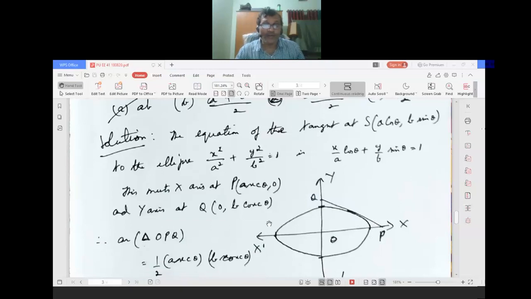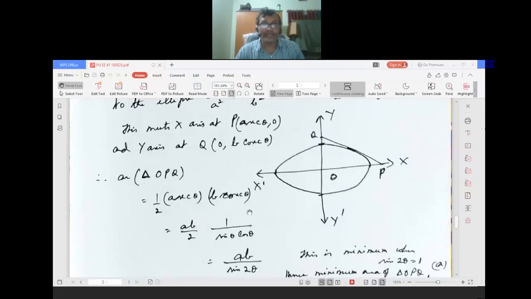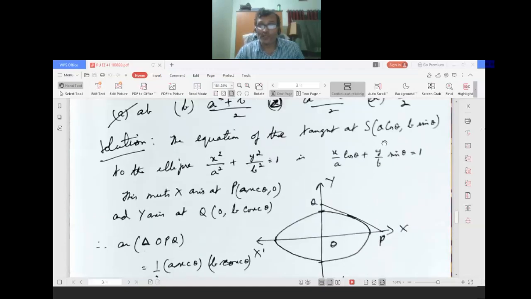Now we write here where it meets the x-axis. Any point on the x-axis, y coordinate is 0. You put 0 for y and find x. We get x equals a secant theta. So this meets the x-axis at P a secant theta comma 0, and at any point on the y-axis x is 0. So y equals b by sin theta, that is b cosecant theta. So Q is 0 comma b cosecant theta.